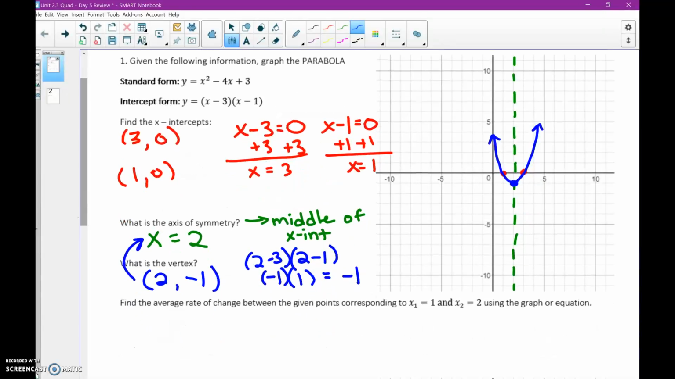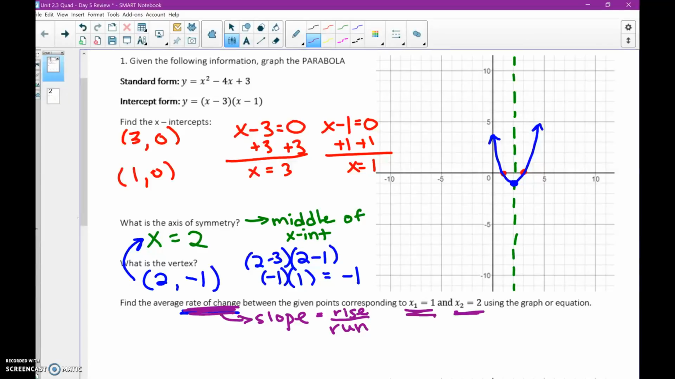Now, this last part that they're asking you to solve for, rate of change, is really just a fancy word for slope. And you might want to make a note of that to yourself. Remember, slope is rise over run. And we're using these 2 points to help us out.